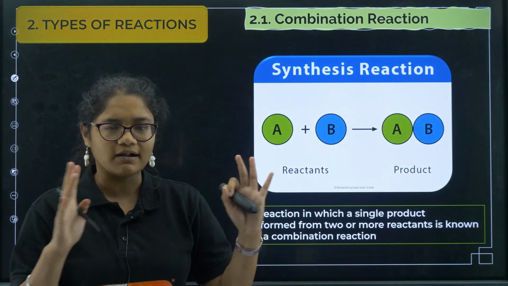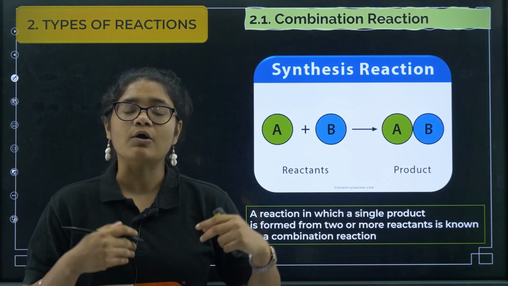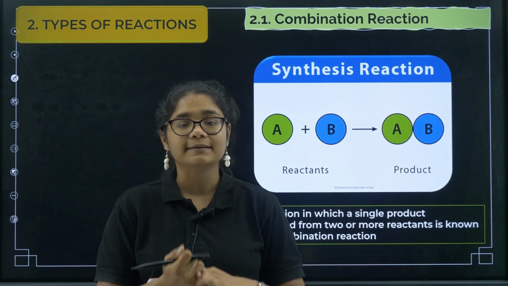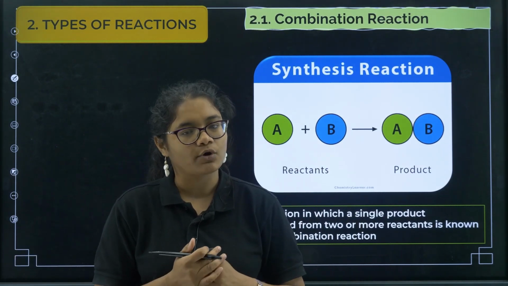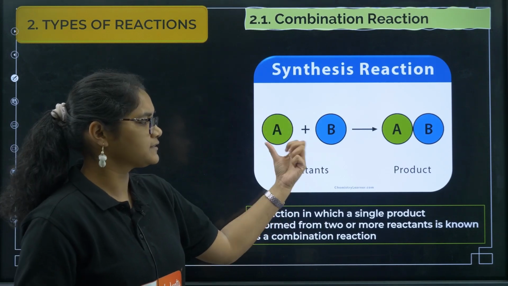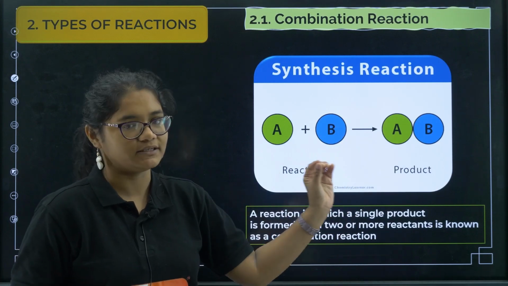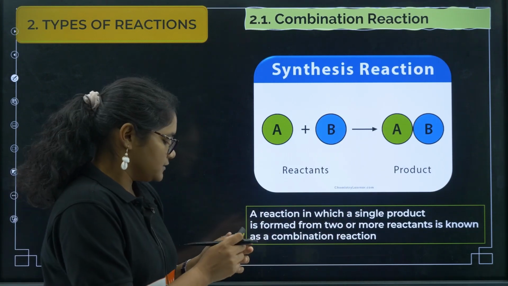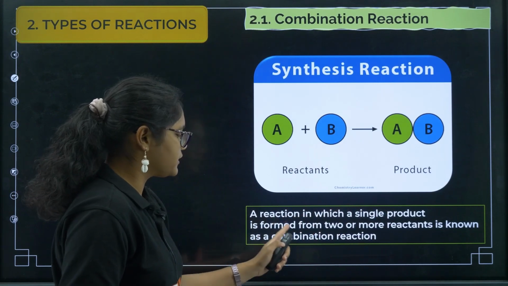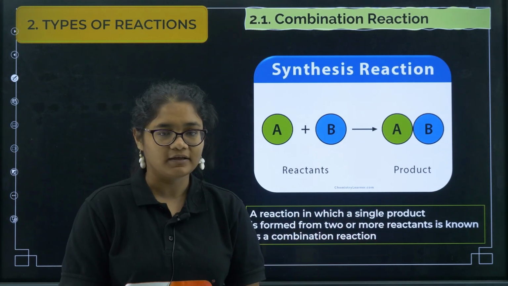So now let's get back to our class, that is what we were discussing, that is types of reaction. So we have understood what is a chemical reaction, what is a chemical equation, and how to balance a chemical equation. Now something is called types of reaction. The first type is combination reaction, very simple. When 2 atoms or 2 elements combine to give you only a single product, that is called a combination reaction. The definition: a reaction in which a single product is formed from 2 or more reactants is known as a combination reaction.